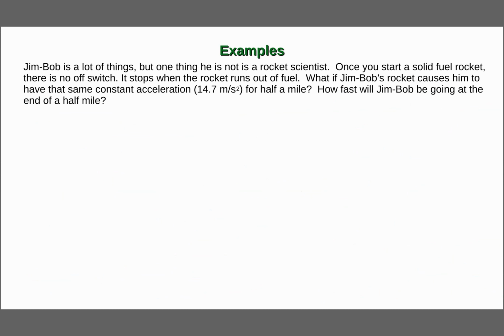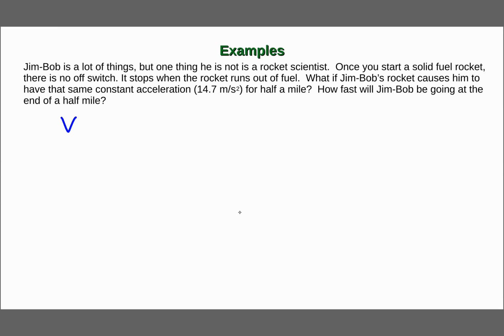So moving on to our next example here, this is just a second part of the prior question. Jim Bob is a lot of things, but one thing he is not is a rocket scientist. Once you start a solid fuel rocket, there is no off switch. It stops when the rocket runs out of fuel. What if Jim Bob's rocket causes him to have the same constant acceleration for half a mile? How fast will Jim Bob be going at the end of a half mile?